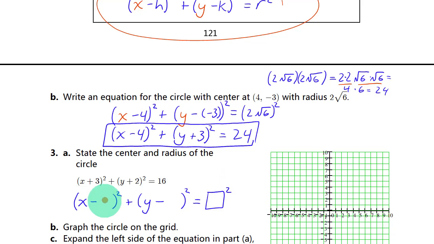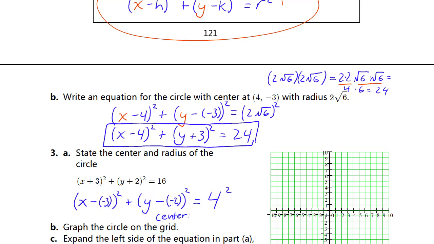Okay, so whatever goes here, we need to subtract it. We need to do x minus that thing, and it needs to be the same thing as x plus 3. So I think that should be x minus negative 3. X minus negative 3 is the same as x plus 3. And let's see, if this is y plus 2, that could be y minus negative 2. That's the same thing as y plus 2. And what do you square to get 16? That'll be 4 squared.